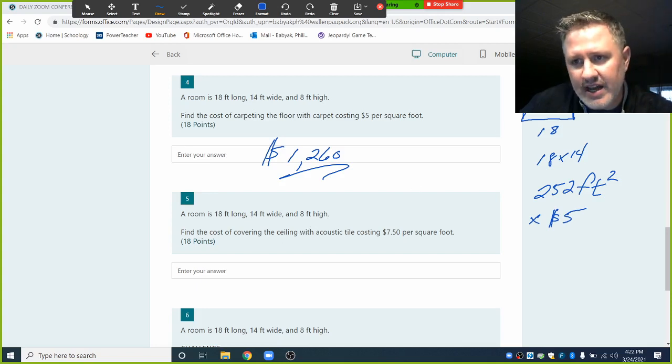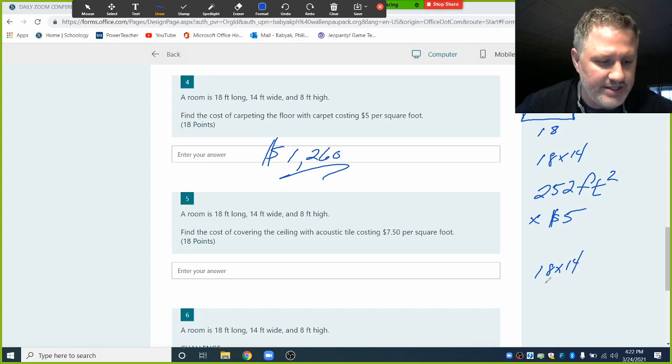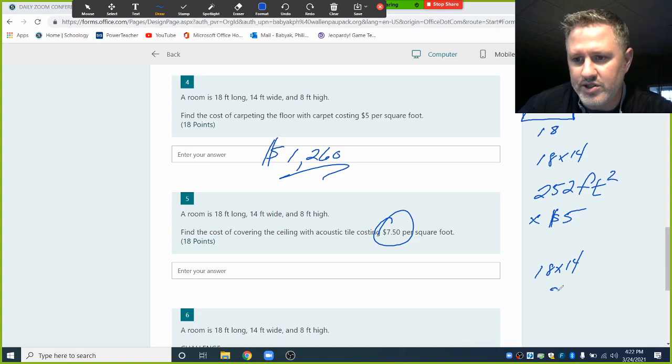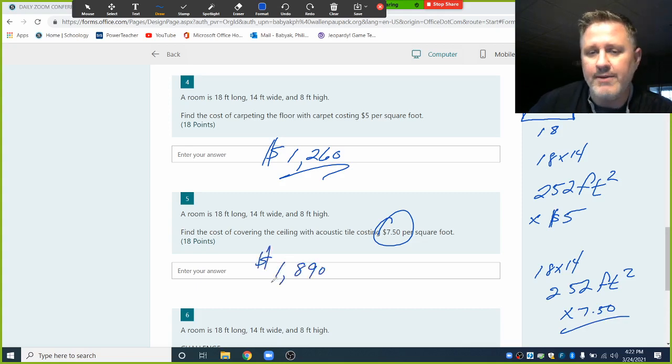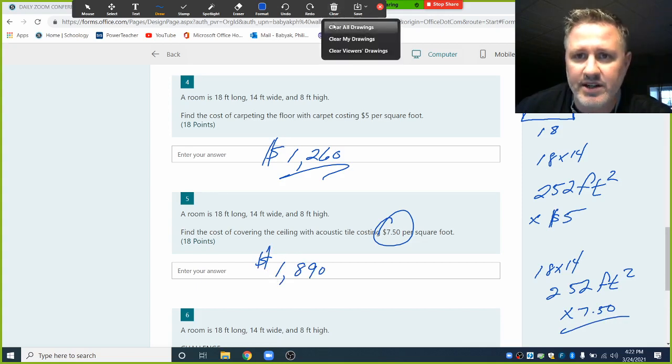Now, if I put a ceiling on this, think, is the ceiling, now it's not the best drawing, right? But is the ceiling going to be the same as the floor? And the answer is yes. It's still going to be 18 by 14, right? So again, I do 18 times 14, but now the ceiling costs $7.50 per square foot for this tile. So I got to multiply by 7.50. So it's 252 feet squared times 7.50. And I get $1,890. Okay? So that is how that is done.